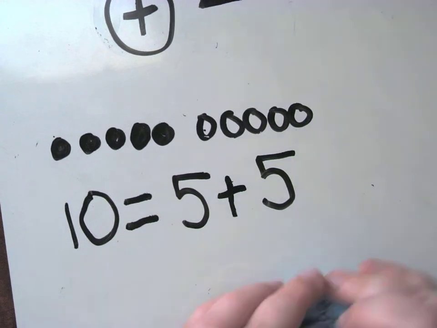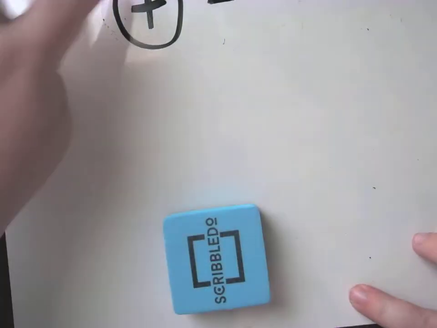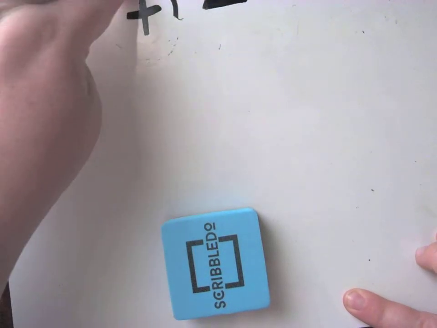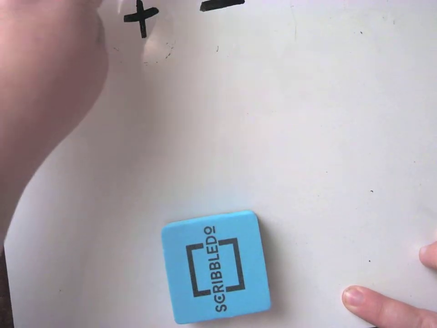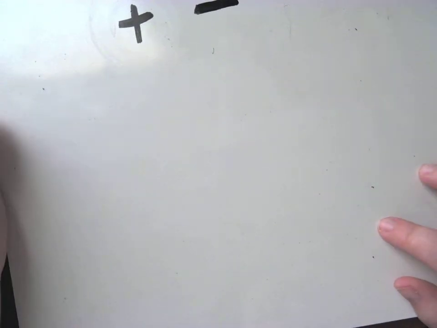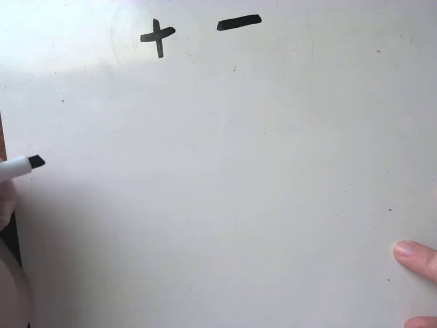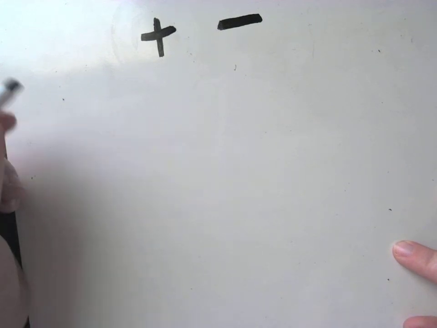Good job. All right, we're going to try another one. One more, and then you're going to go try it on your own in your packet. And if you have already done the page in your packet, you can always make up your own problems, or you can try them again. Practice makes perfect. That's what they always say. All right, let's try one more.